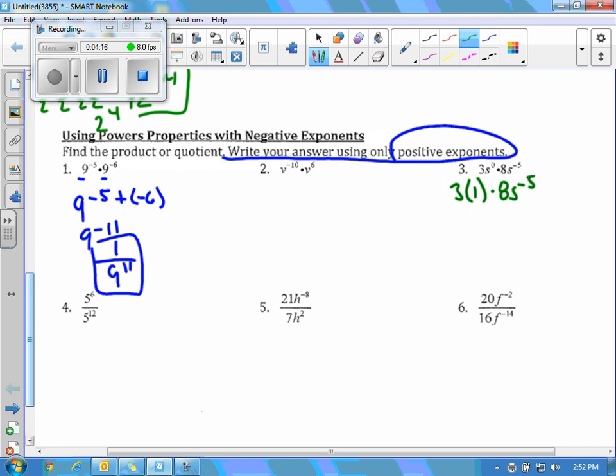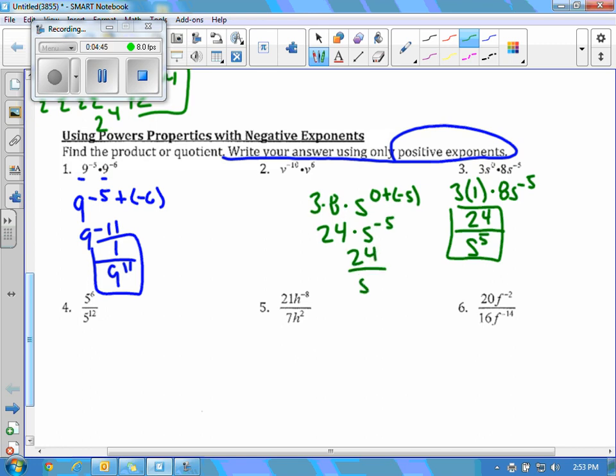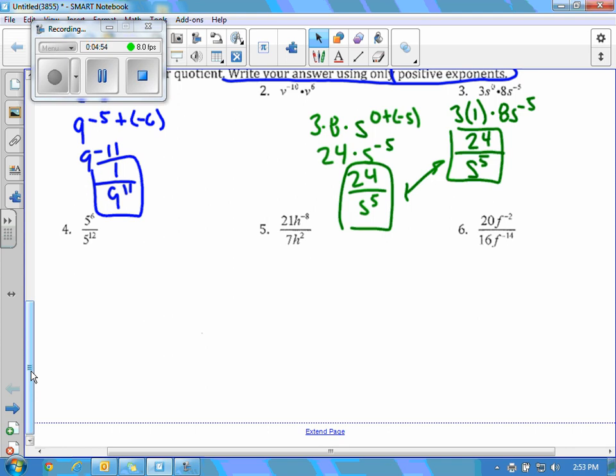Now I can multiply all my coefficients together, so that will give me 3 times 1 times 8 is 24, and then s to the negative 5th needs to move to the bottom, and it'll become the positive 5th. Another way you could have done that one is multiply the 3 times the 8, and then add the exponents, so 0 plus negative 5. That would give me 24 times s to the negative 5th, which would give me 24 over s to the positive 5th. So either way, you get the same answer. Again, number 2 I'm going to leave for you. Number 4, I'm going to leave to you as well.